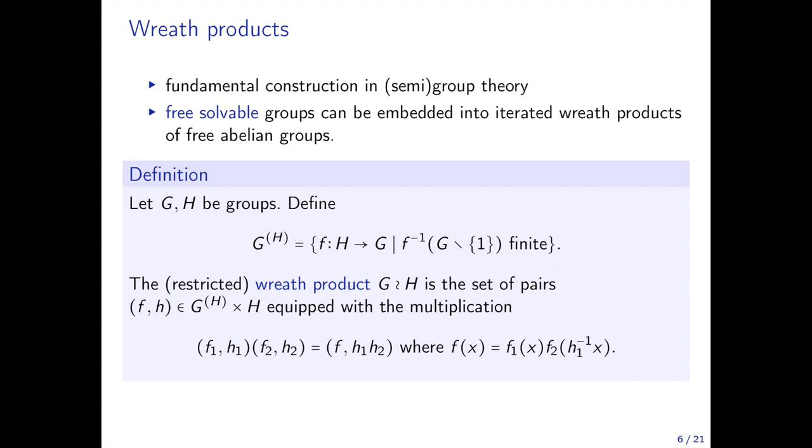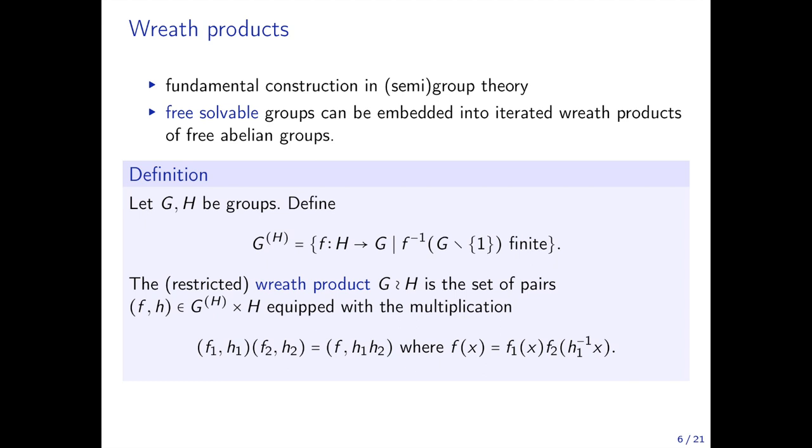Then the restricted wreath product of G and H consists of the set of all pairs f, h, where f is such a function. So such a function can also be viewed as a finite labeling of H, together with a special element h. And the multiplication is defined as follows. If you have two pairs (f1, h1) and (f2, h2), then we multiply on the right simply by h1 times h2. And on the left side, the new labeling f is obtained by taking f2, shifting it by h1 inverse, and then multiplying it with f1 pointwise from the left.